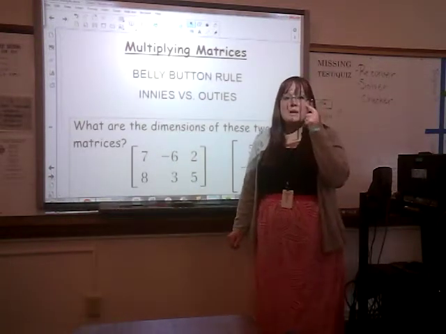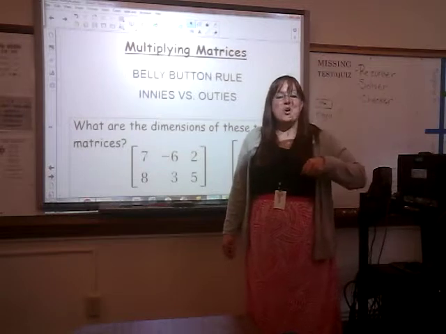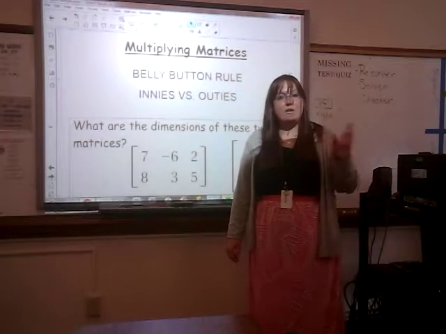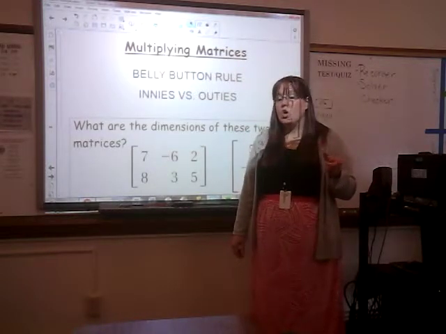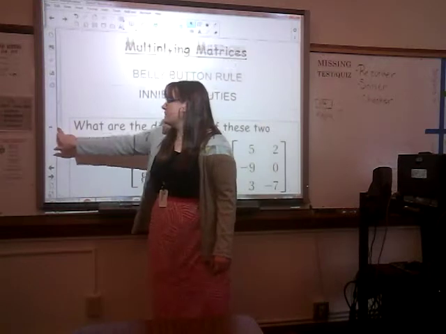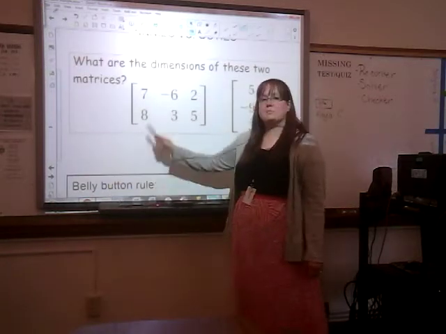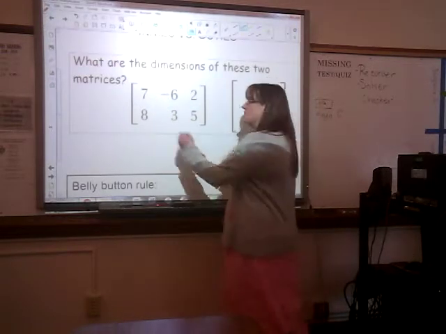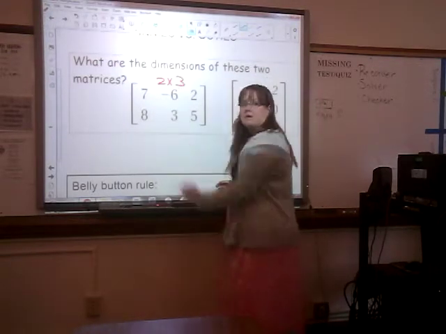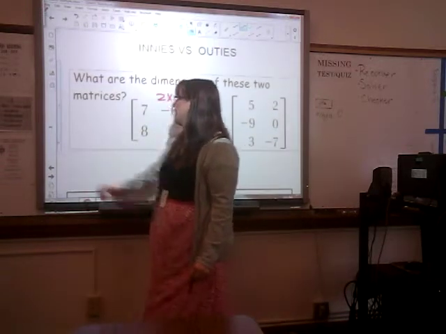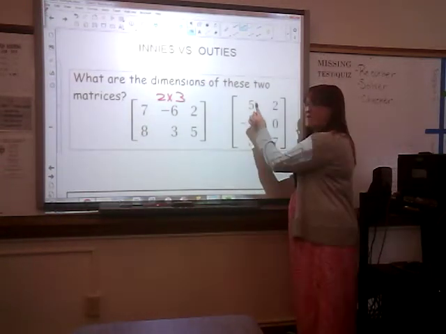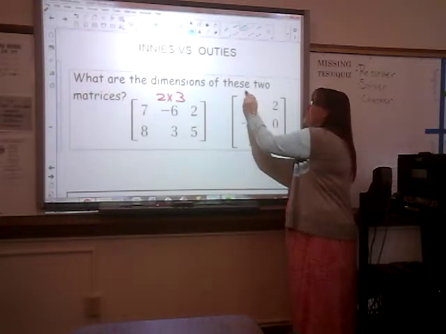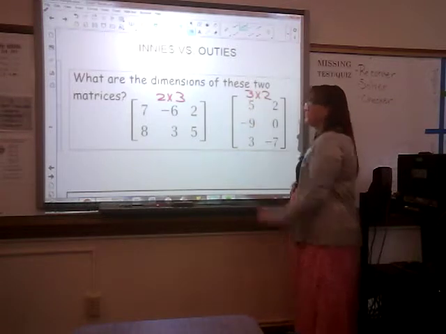Okay, so now multiplying matrices, the hard stuff. So we talked about the belly button rule. So when we're looking at multiplying matrices, we have to decide, can we or can we not multiply them first? So we look at the matrix and we look at its dimensions. So we start out with this matrix. Let's decide what its dimensions are. Well, it's got 2 rows and 3 columns. So this is a 2 by 3 matrix. Now this matrix has 3 rows and 2 columns, sorry. So that's a 3 by 2.